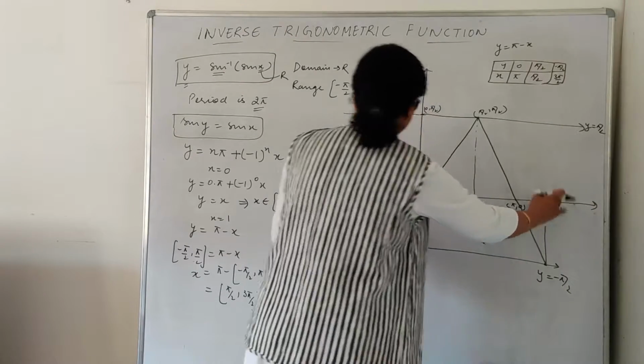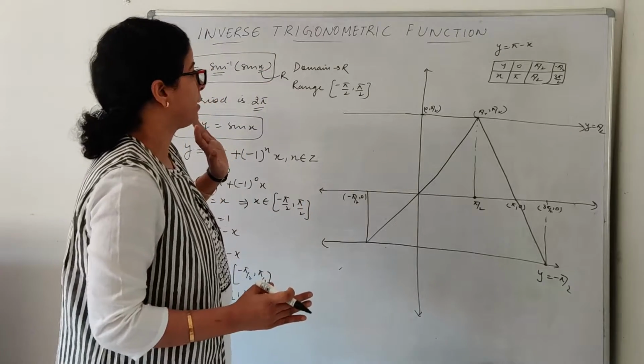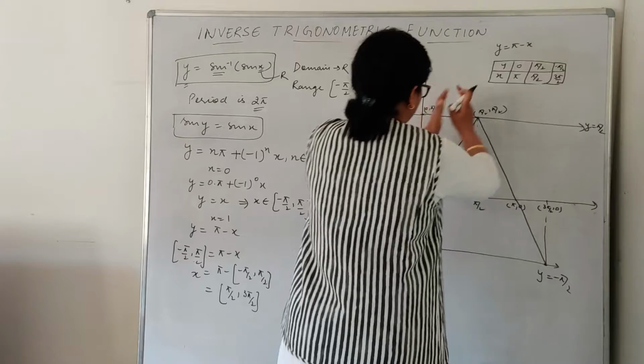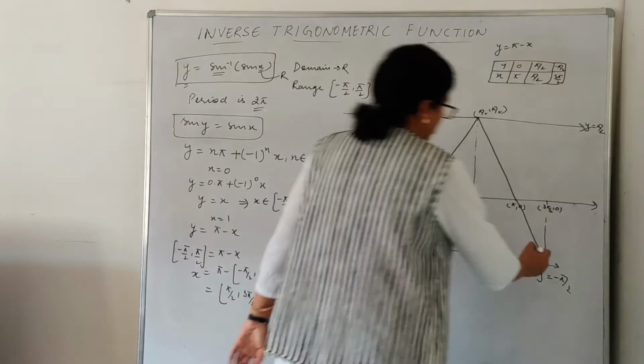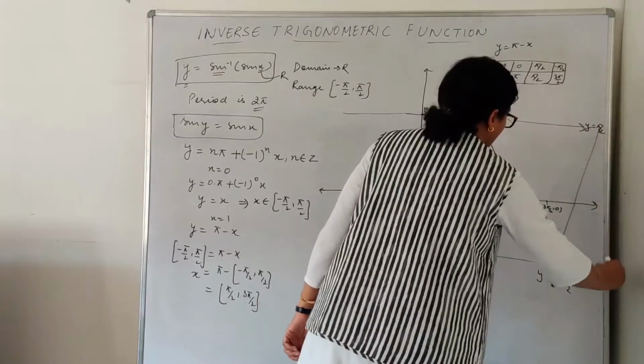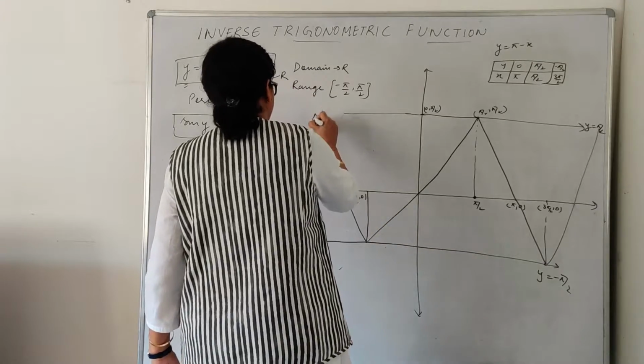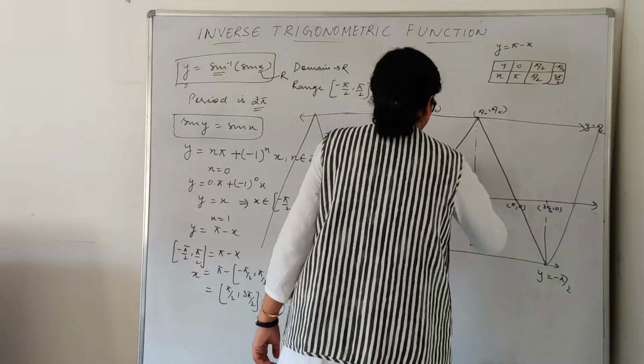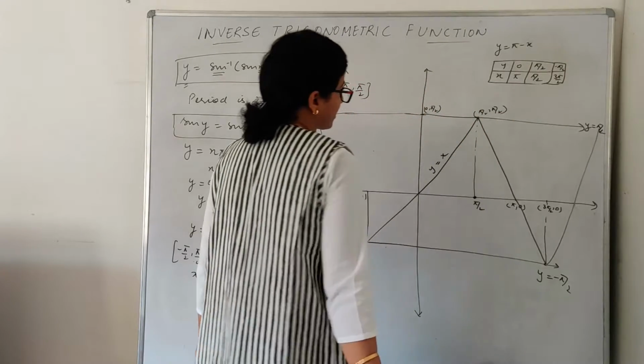What is the length of this interval? 2 pi. And sine is my periodic function. I can repeat this mountain part every time. So draw it. Again it will go, it will come like this. Again it will go, it will come like this. Right? So this is the equation, y is equal to x.